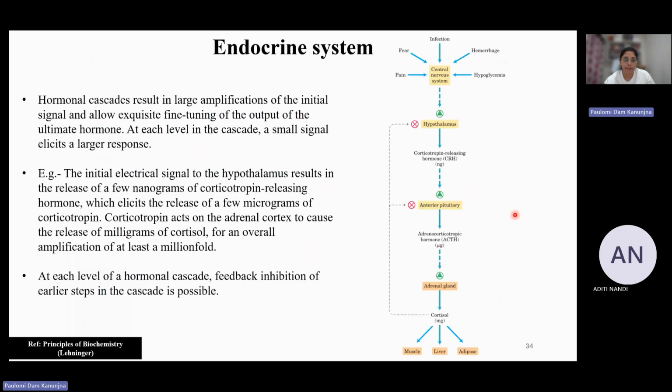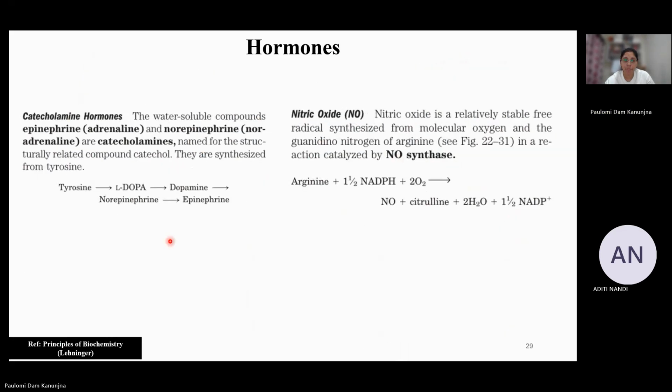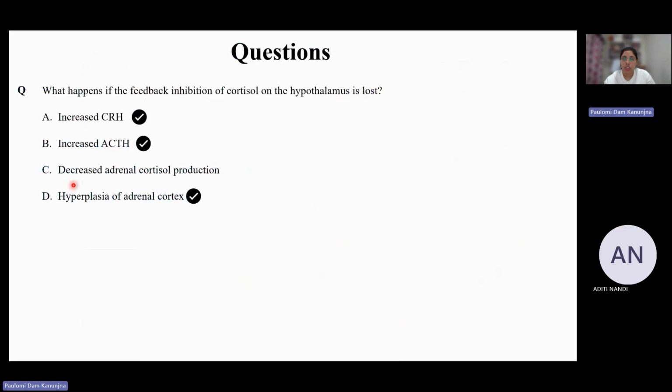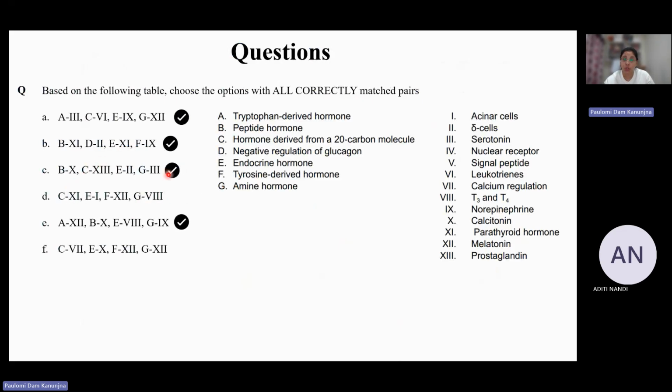So if you see here, we've already discussed. They were catecholamines, they were derived from tyrosine. So this option is also correct. So B is also correct. All of them are correctly paired.